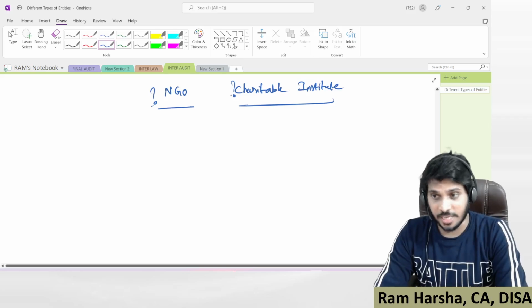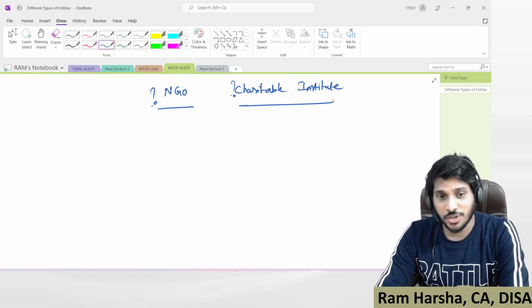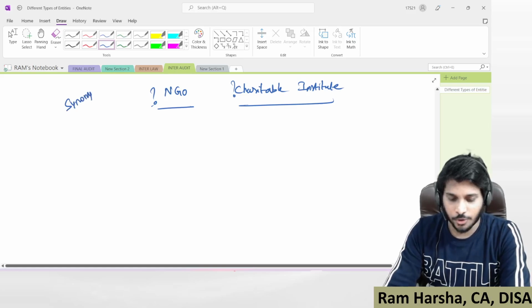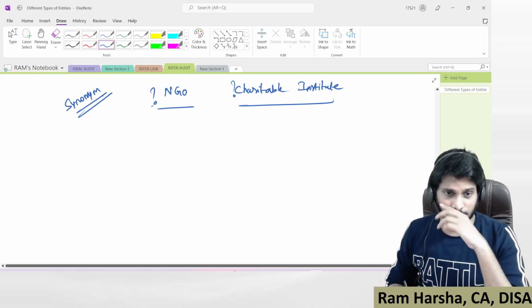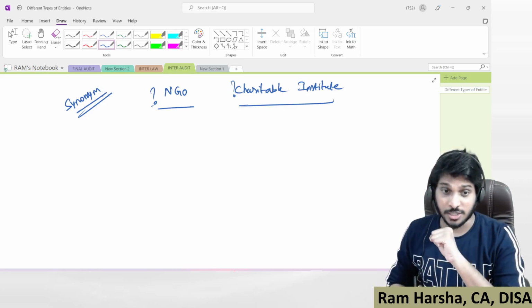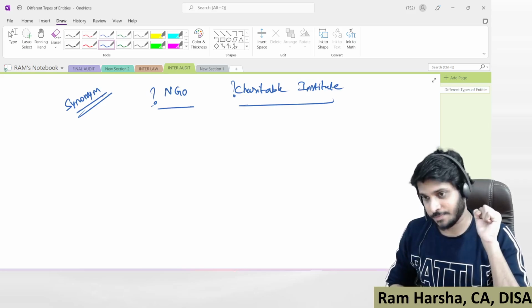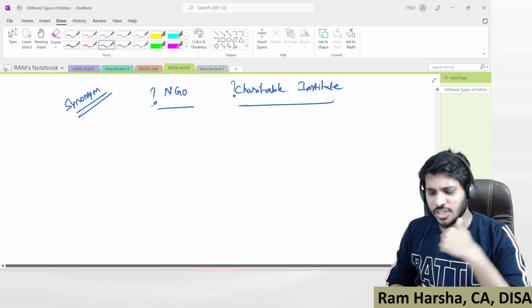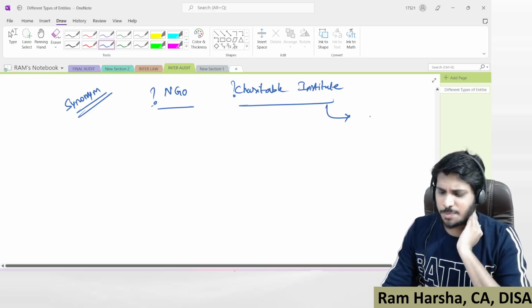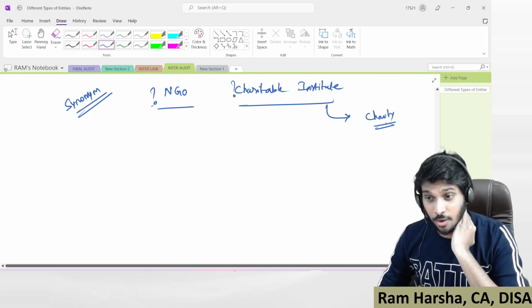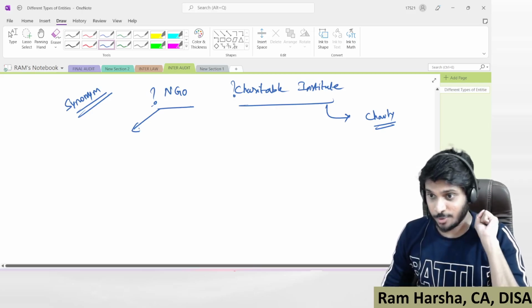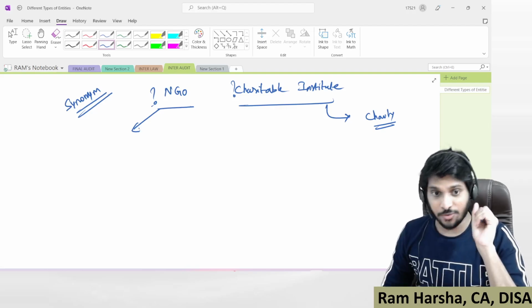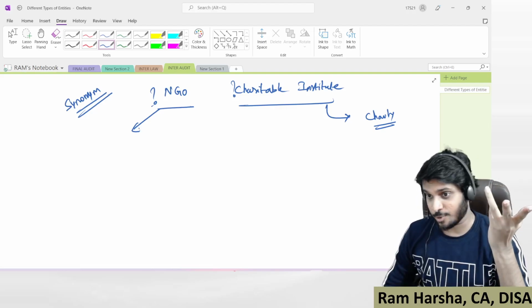How are they different from each other? Typically speaking, both are used synonymously. Some people call it a charitable institute, some call it an NGO. Technically speaking, both are synonymous to each other. You know, a charitable institute is specifically formed with the purpose of serving people, charity. Whereas an NGO is not necessarily having a charitable objective. Understand? NGO not necessarily have a charitable objective.